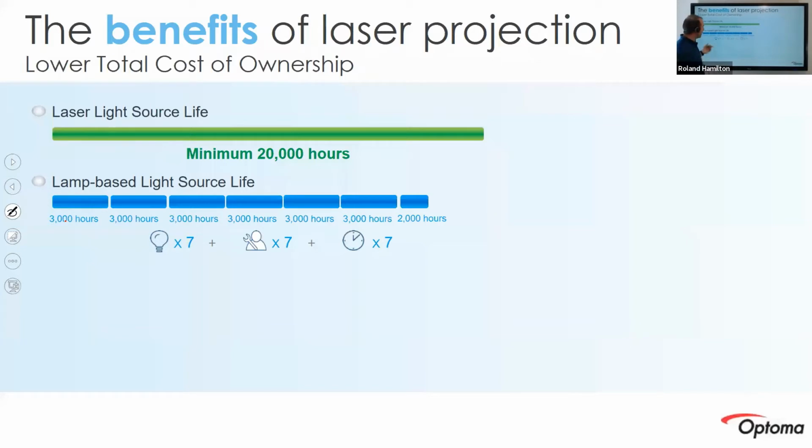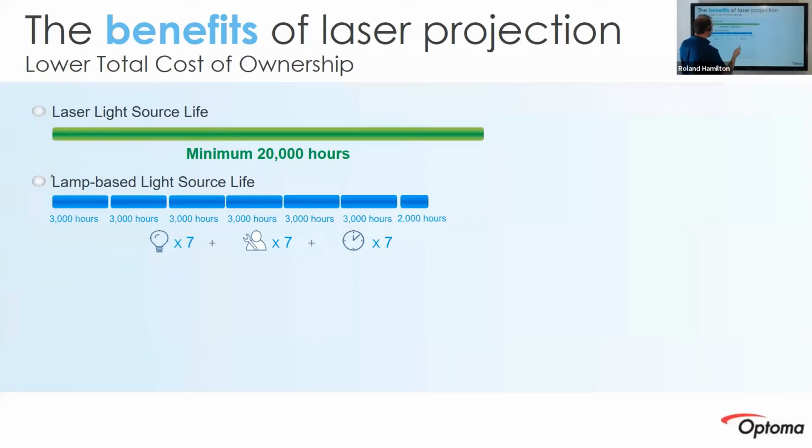And in the case of school use, say a school uses it 200 days a year, 5 hours a day, that's 1,000 hours a year. So 20 years. So basically the life of the product. You're never, in the life of a laser projector, going to have to worry about changing the bulb. And this equates to a considerable value proposition to your customers.